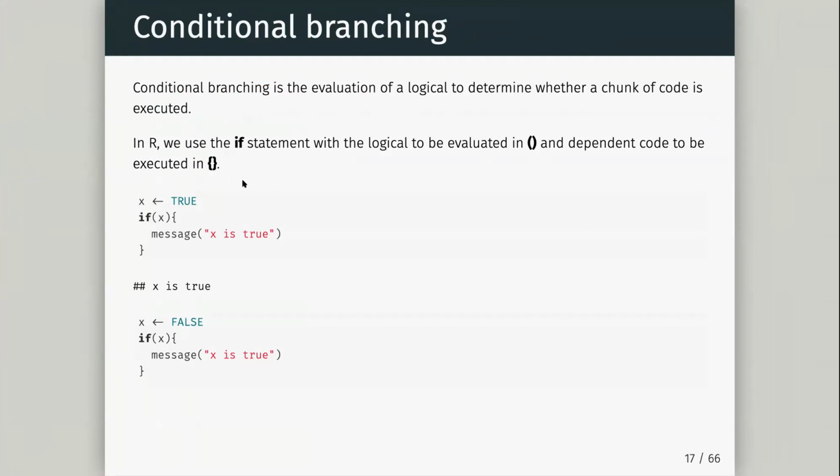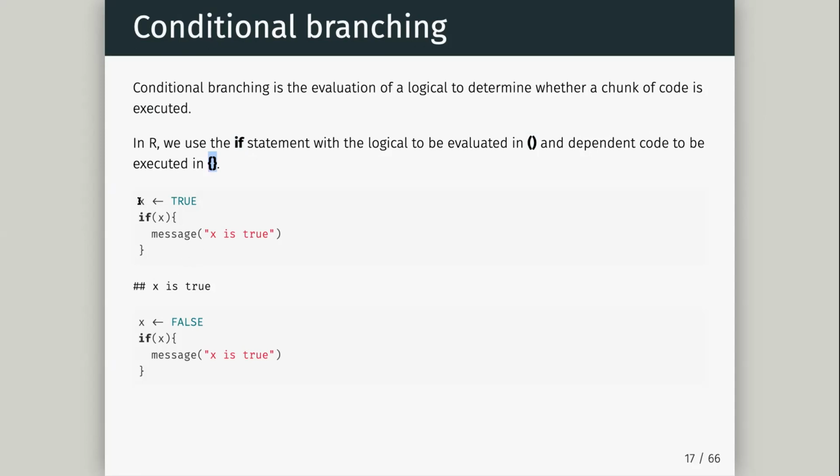So conditional branching is just the evaluation of a logical, a true or a false, to determine whether a chunk of code is executed. And to control whether a piece of code is executed in R, we use an if statement. We follow this if statement with brackets like we would a function. And within those brackets, we will have our logical to determine whether the code in the curly brackets is evaluated.